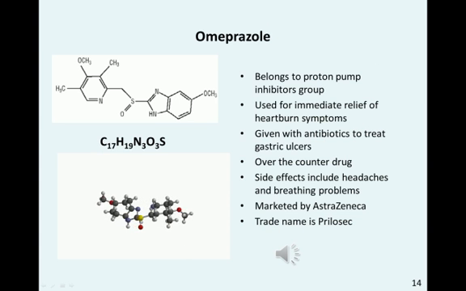Omeprazole. It's an over-the-counter drug used for immediate relief of heartburn symptoms. It was marketed by AstraZeneca and its trade name is Prilosec.